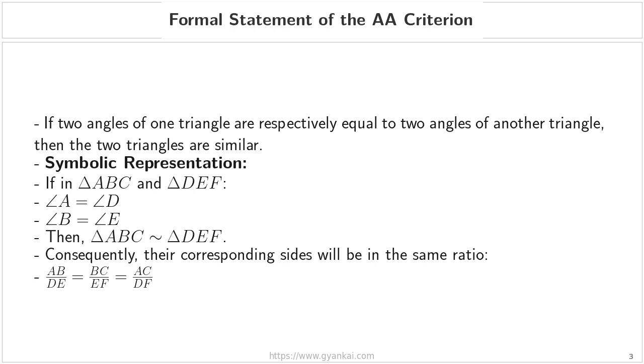Now that we've understood the logic of why two angles are sufficient, let's look at the formal definition of the AA criterion. Keep this proportionality in mind, because in our next slide, we are going to see exactly how we use these ratios to calculate the height of much larger objects using only shadows.